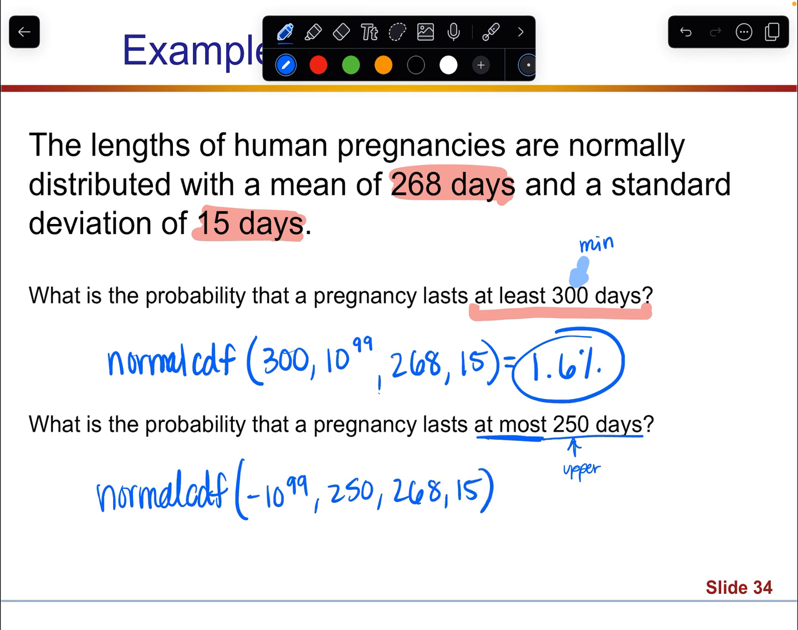Again, I feel like we were comfortable plugging that into our calculator. You can go back previously in this video to see some more examples of that. But if we plug that in, we should get 11.5%.